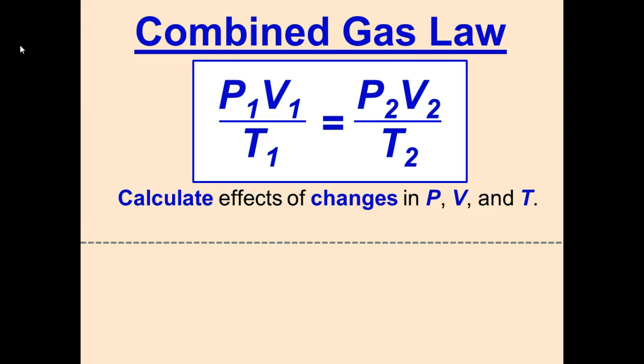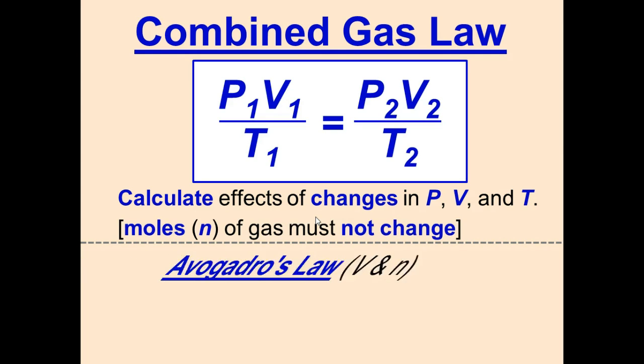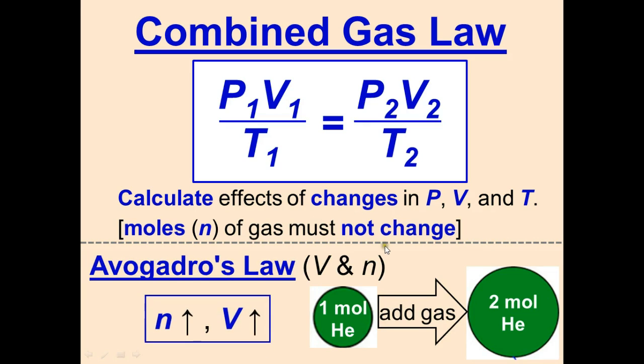We've talked about combined gas laws, which is this formula you see right in front of you: P1 V1 over T1 equals P2 V2 over T2. This formula is used to calculate the effects of changes in pressure, volume, and temperature. The only drawback to this formula is that we cannot change the number of moles. So this does not include Avogadro's law, which states that if we increase the number of moles, the volume will increase, because we can't change the number of moles when using combined gas laws.